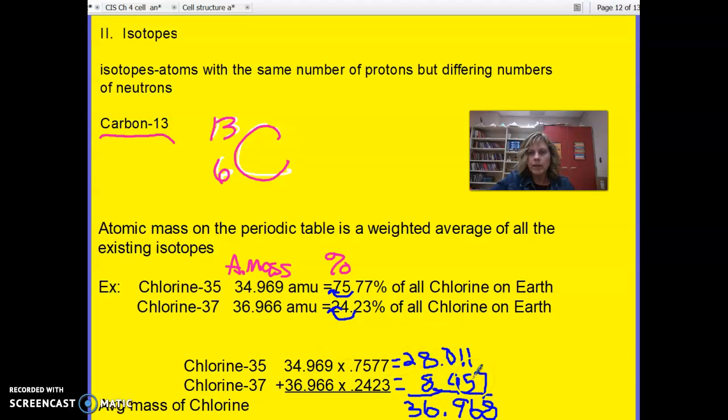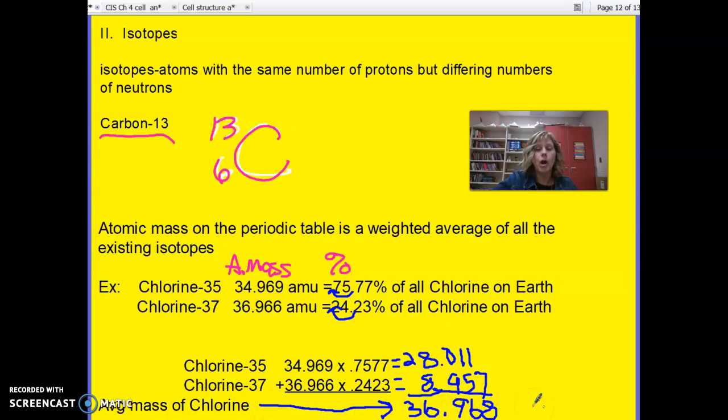So after I've multiplied those across, I really just add them up. There's no, please don't divide by 2. Because we've done a weighted average, there's not an add them all up and divide by 2 kind of thing. I think that's the biggest mistake that I see students do with this. We've already multiplied across by the percent of natural occurrence or percent abundance, and then we just add these up.